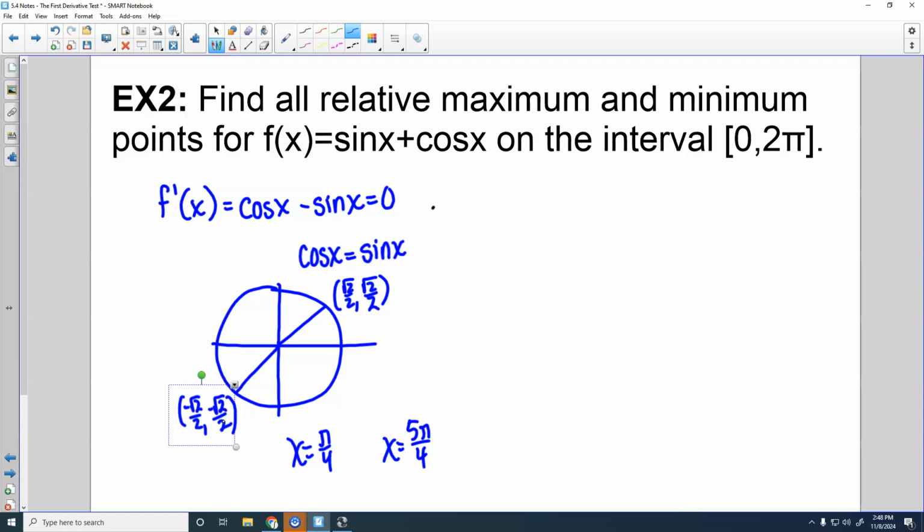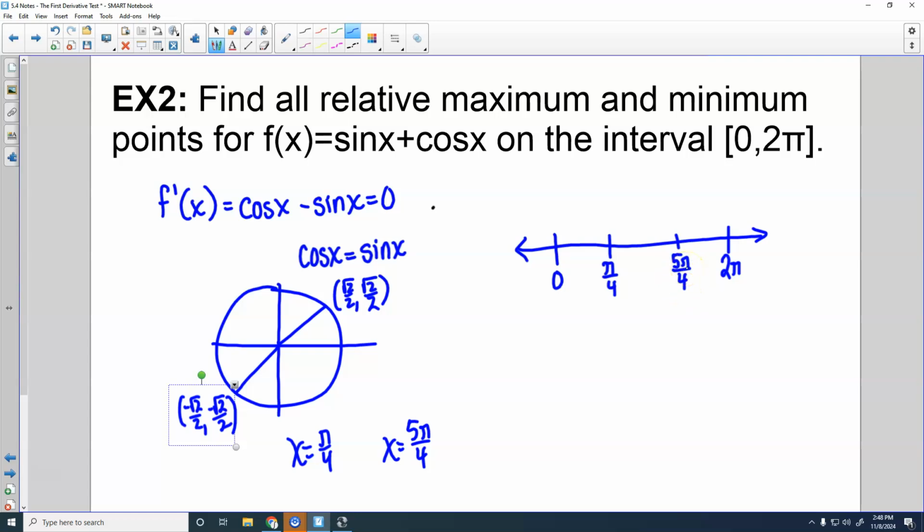Okay, so those are our critical values. So we would need to make ourselves a line here where it tells us only to look between 0 and 2 pi, or else we'd have infinite answers. This would just keep going over and over and over again. But we've got pi over 4 and 5 pi over 4.